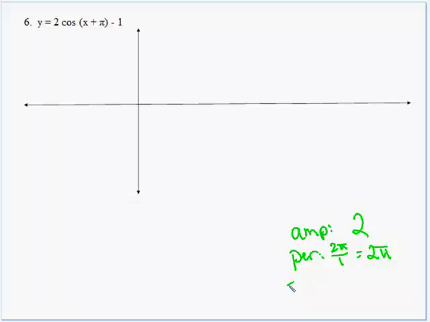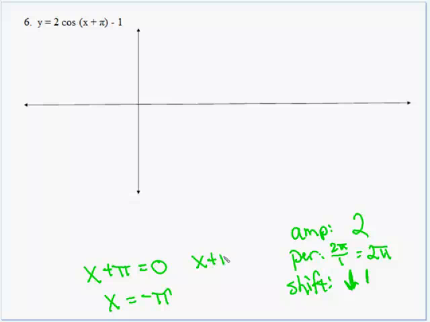But let's check out our shift. So this -1 outside the parentheses tells us we are going to be moved down 1 unit. The plus pi in the parentheses tells us we're going to have a new starting point and ending point. I can set what's in the parentheses equal to 0, our old starting point on the y-axis, and solve for x. So x is -pi. And I could set x plus pi equal to the old ending point 2 pi, and subtract pi from each side and get x equals +pi. So we're going to start at -pi, end at +pi. So if I come over here and make this -pi, about equidistant over here, this would be +pi. That's where we're going to start and stop.